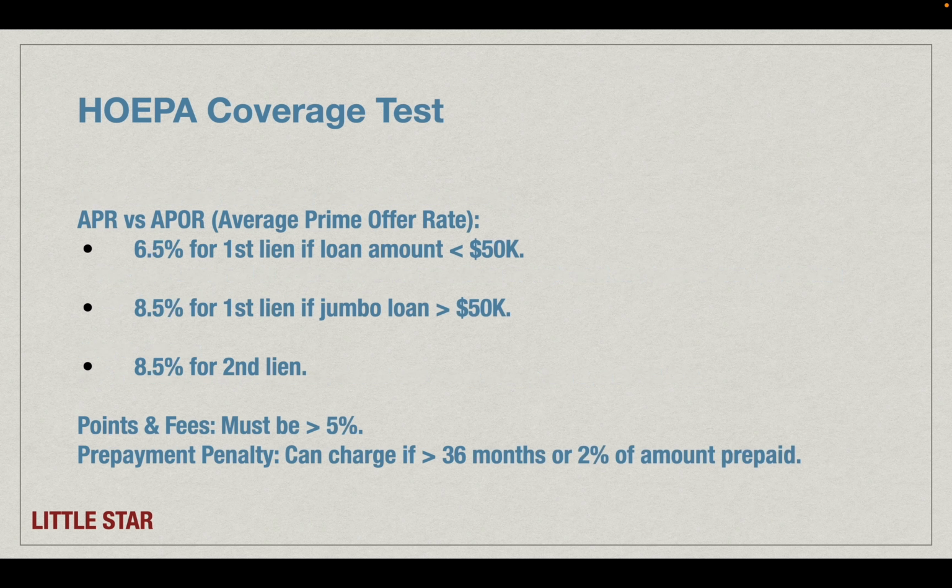To determine if a loan falls under HOEPA, you compare the APR to the average prime offer rate, APOR. For first lien loans under $50,000, the APR must be more than 6.5% above the APOR. For jumbo loans, it's 8.5%, and for second liens, it's also 8.5%. Additionally, if the points and fees are greater than 5%, the loan falls under HOEPA protections.